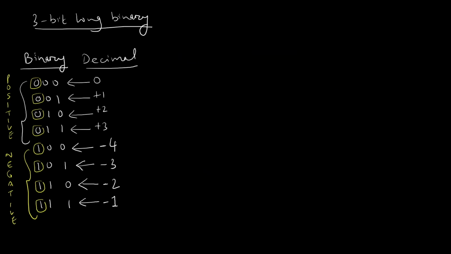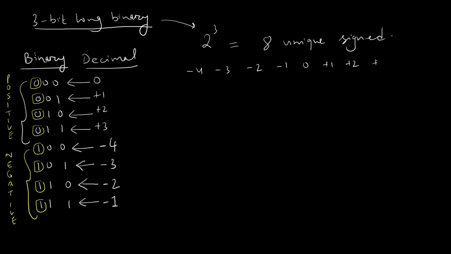Here we observe that with a 3-bit long binary number, one can represent 2 to the power 3, that is 8 unique signed numbers: minus 4, minus 3, minus 2, minus 1, and 0, 1, 2, and 3, ranging from minus 4 to plus 3. Let us represent the range in terms of our bit length, which is 3 in our case here, as each number is represented using a 3-bit long binary number.